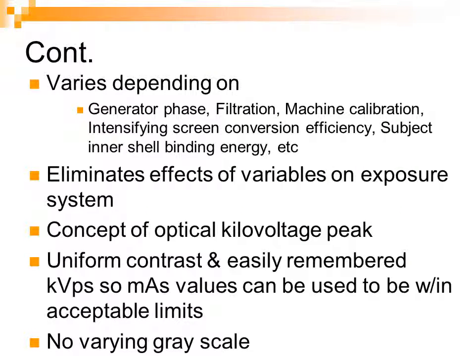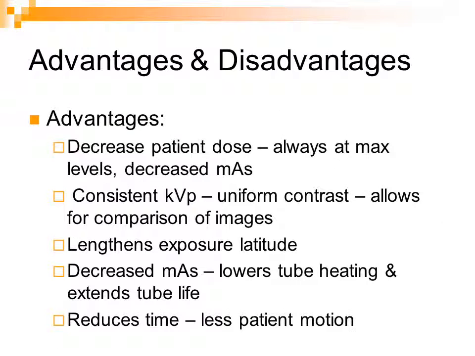It varies depending on, and we just kind of discussed this looking back a few chapters ago, our generator phase, filtration, machine calibration, intensifying screen conversion efficiency, subject inner shell binding energy, etc. It eliminates effects of variables on the exposure system, the concept of optimal kilovoltage peak, uniform contrast and easily remembered kVps, so mAs values can be used to be within acceptable limits, and there is no varying grayscale.